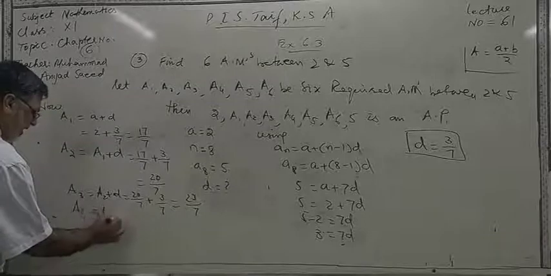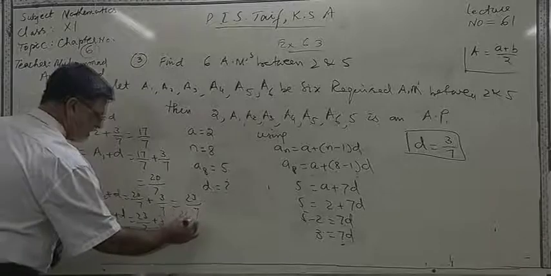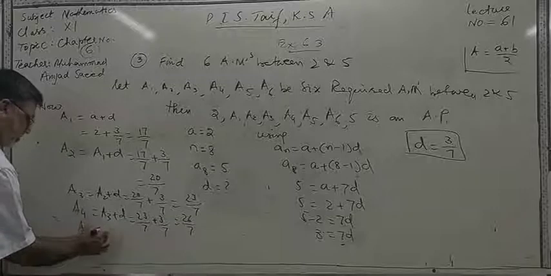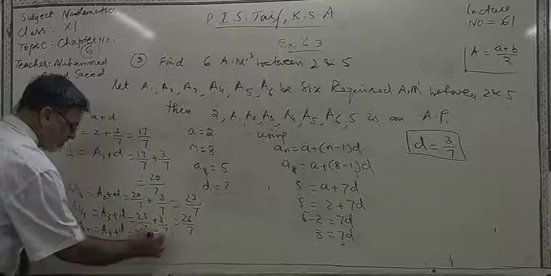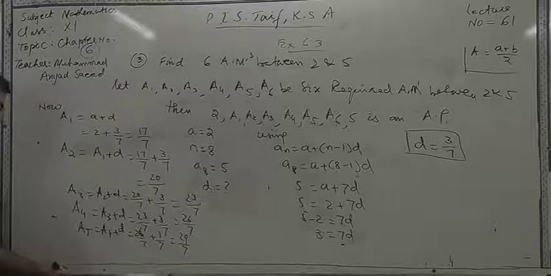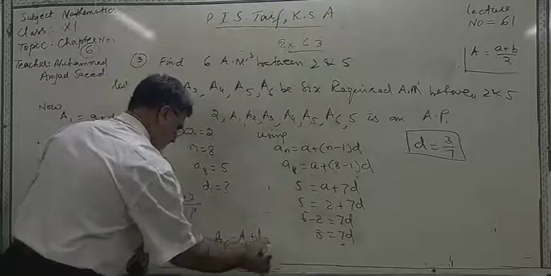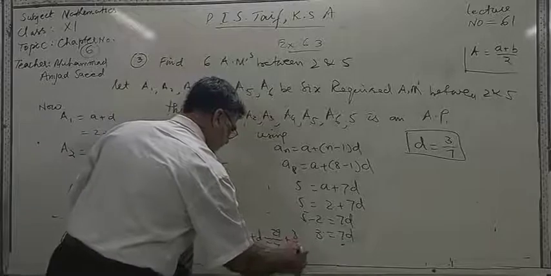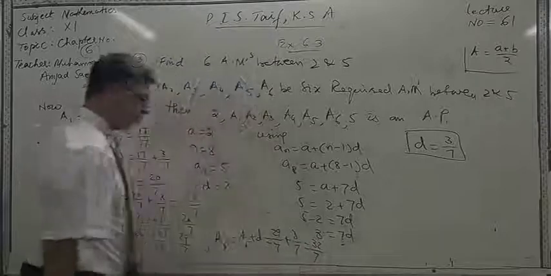A4 is A3 plus D, 23 over 7 plus 3 over 7, which is 26 over 7. Similarly, A5 is equal to A4 plus D, 26 over 7 plus 3 over 7, which is 29 over 7. And A6 is A5 plus D. Dear students, this will be 29 over 7 plus 3 over 7. That will be 32 over 7.